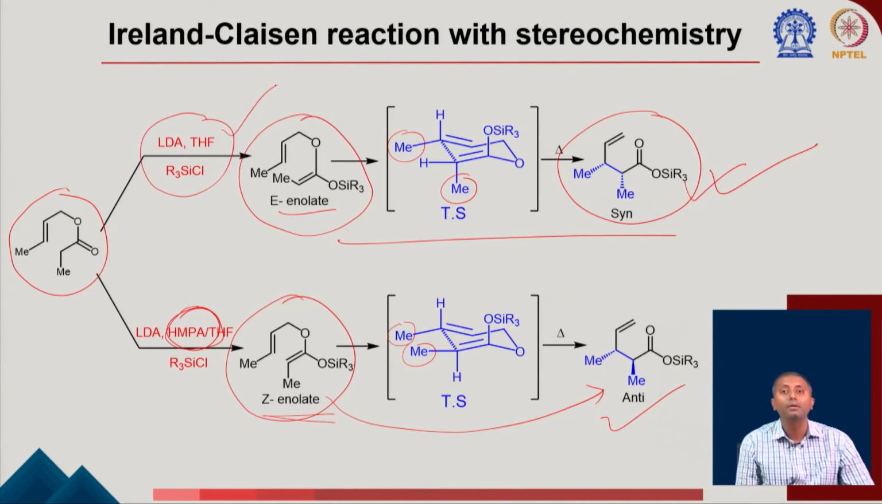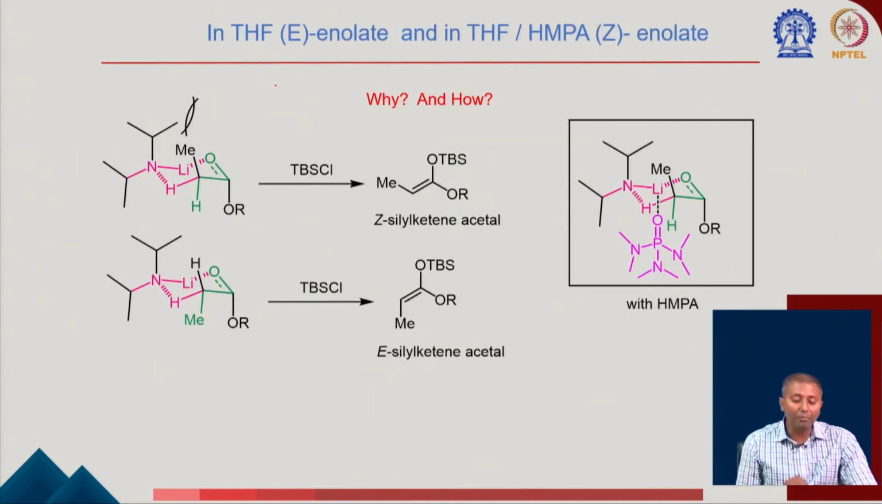Now we will try to understand why it forms an E enolate in the presence of LDA and THF, and why it forms a Z enolate once you add HMPA. In general, once the enolate formation is happening, draw a transition state using this LDA, which has two isopropyl groups attached to the nitrogen. In this transition state, when this methyl is in the axial position, there will be a 1,3-diaxial interaction between this isopropyl and methyl. So it will always prefer putting this methyl here, keeping this hydrogen up.